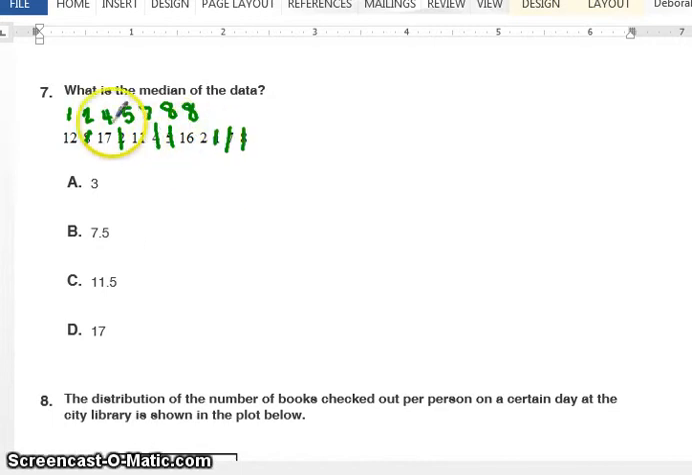Uh-oh, I've got 2 2s, so I'm going to do this. Now I make that a 2 and bring my 1 out there. So there's that. I see 11, and then 12, and then 16 and 17.